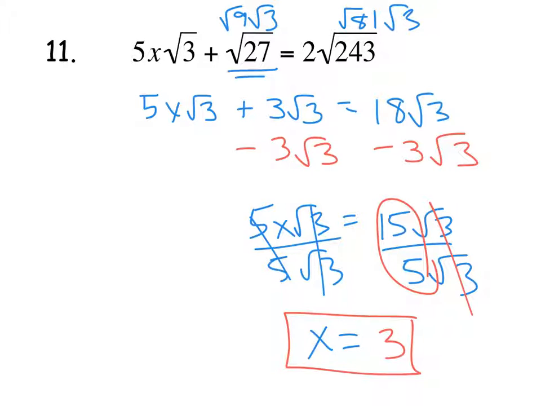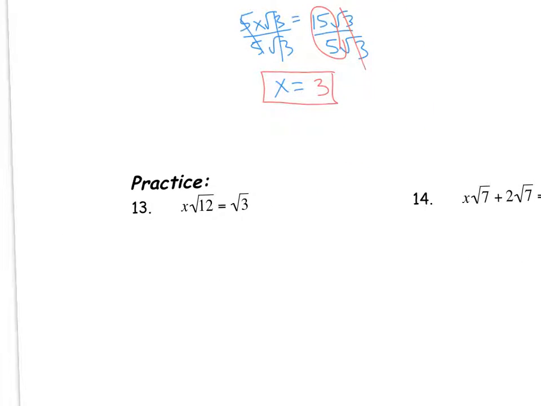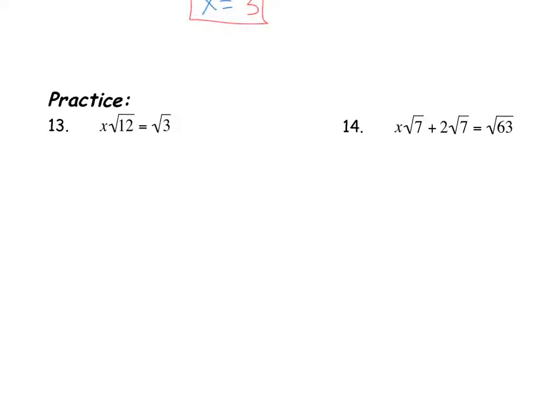All right, let's think about that. If I were to plug a 3 in up here, where the x is, I would get a 15 root 3 plus a 3 root 3 equals 18 root 3. It works. All right, try numbers 13 and 14 on your own. Number 13, you are possibly going to have to rationalize. We'll see. It depends on your simplifying methods. And for 14, my first suggestion would be to change the square root of 63 to something root 7. For number 13, x should equal 1/2.